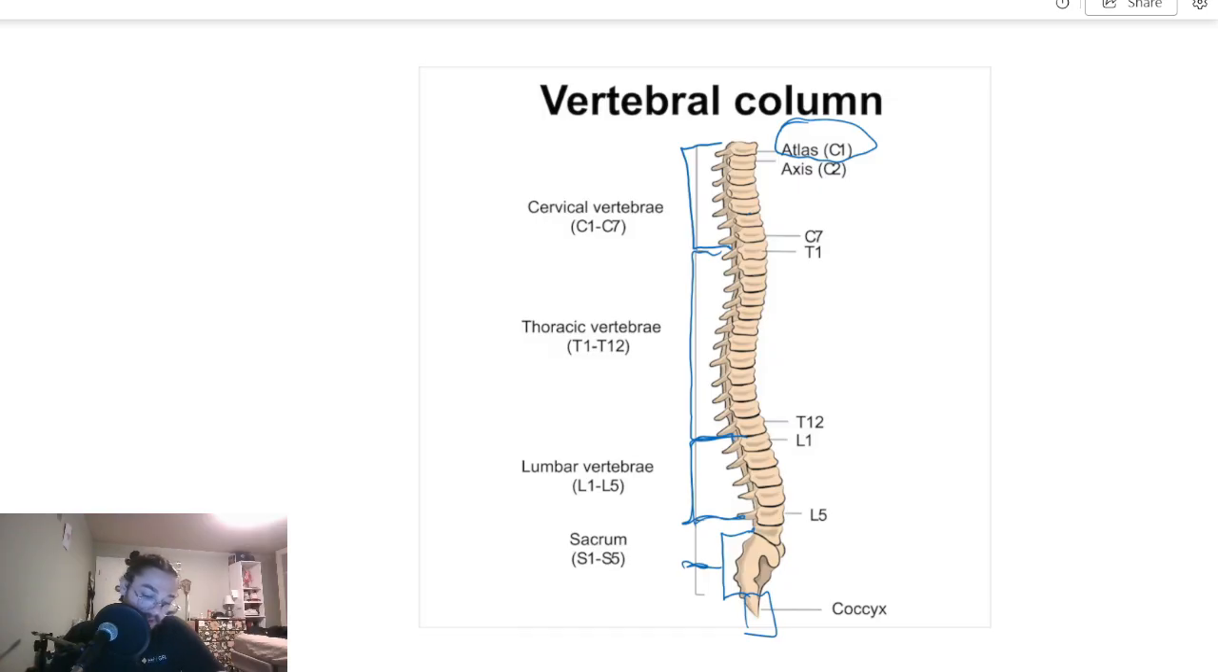Then your axis gets its own name as well because it has this little structure called the dens, D-E-N-S, that kind of protrudes from it.